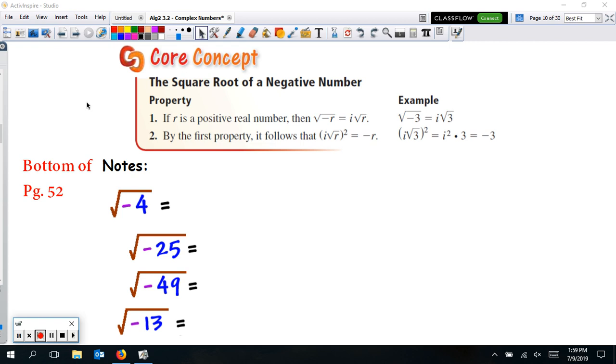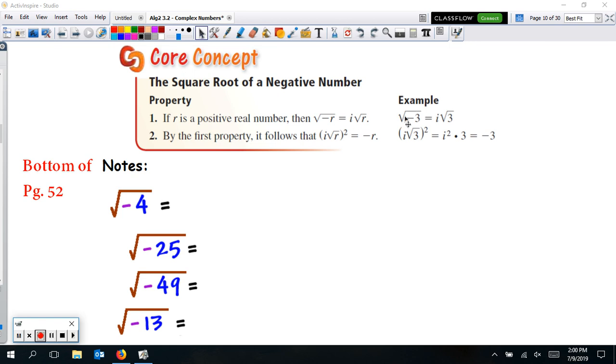Okay, on this core concept, it says the square root of a negative number property. So here's our properties of doing this. If r is a positive real number, then the square root of -r would be i times the square root of r. The negative under the radical sign is like -1 times r. You could break that apart, and now you still have the r underneath, but the -1 will come out as an i.